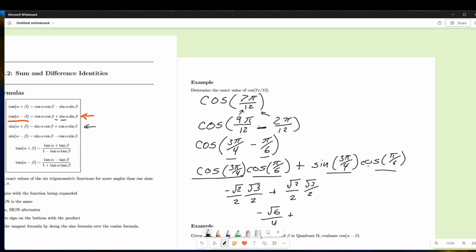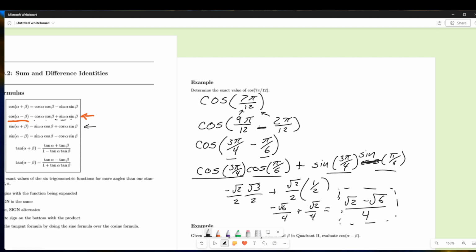plus, that was supposed to be sine, wasn't it? Sine. Yeah, it started to not look right. Sorry. Cosine, cosine, sine, sine for the cosine formulas. So it is still plus, but the sine of 3 pi over 4 and the sine of pi over 6. So that times 1/2. So negative square root of 6 over 4 plus the square root of 2 over 4. And I might be tempted to write this as the square root of 2 minus the square root of 6, just so I don't have that negative out in front, over 4, and that's our answer.